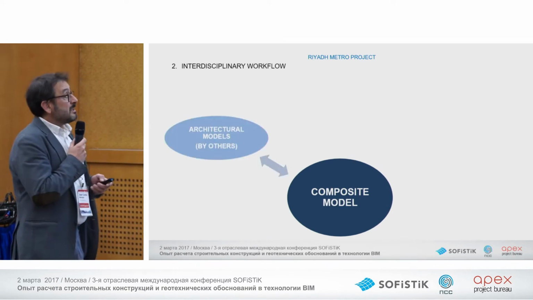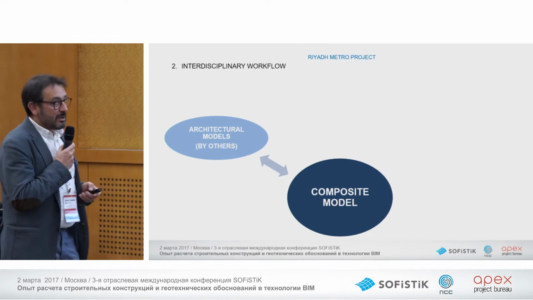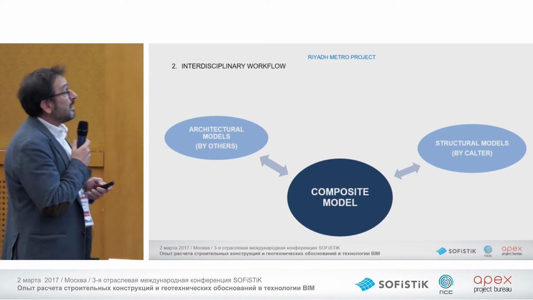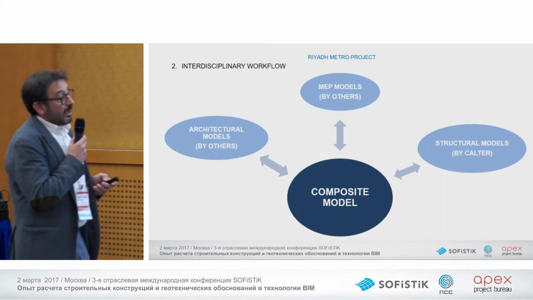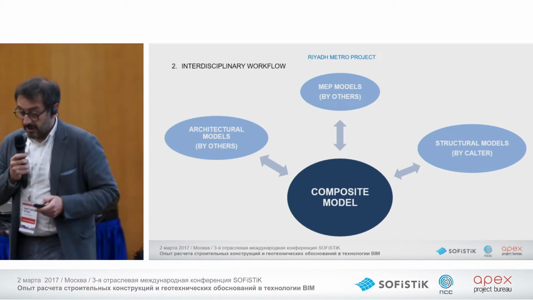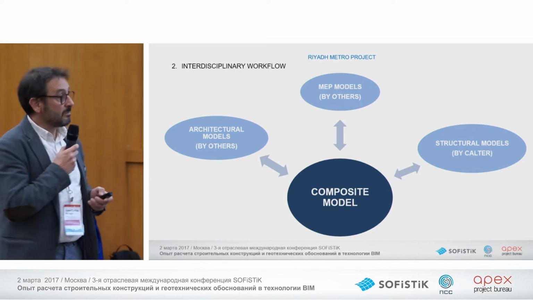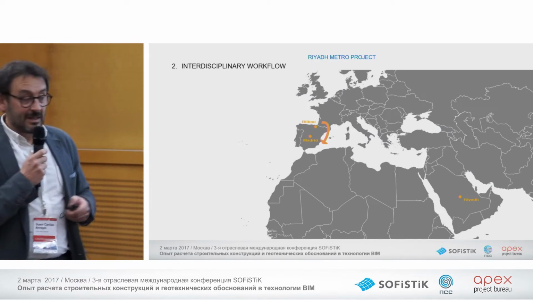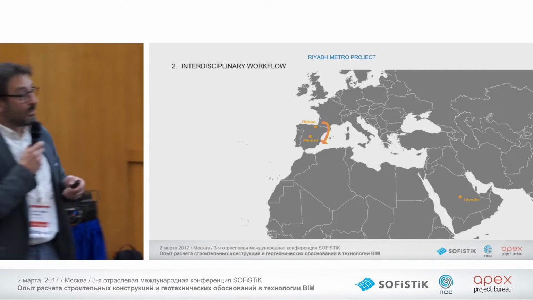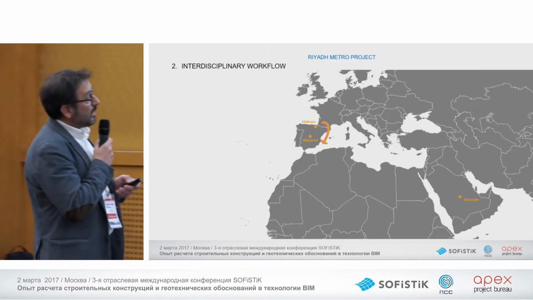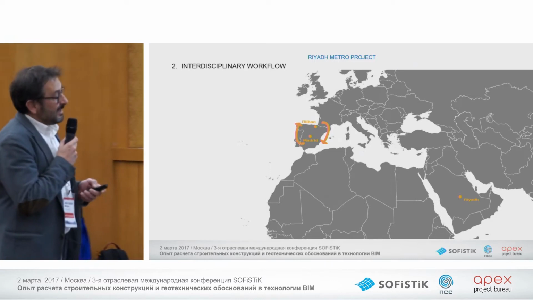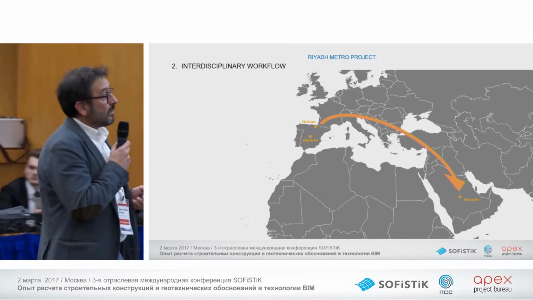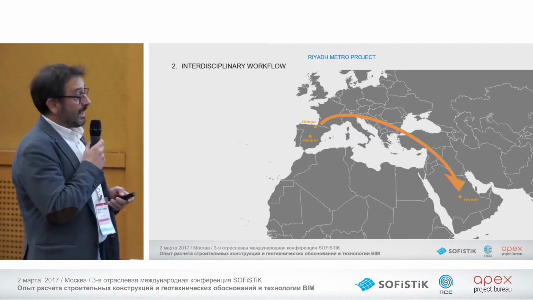The final model is made by architectural models, made by others, with our structural models, made by CALTER, with models made by others, other engineers, and finally, this is the composite model. Geographically, the communication is far, but it's not complicated. We worked with Bilbao and Madrid, because Bilbao was the MEP and Madrid was structural matters. And also we work with Riyadh, the final client.